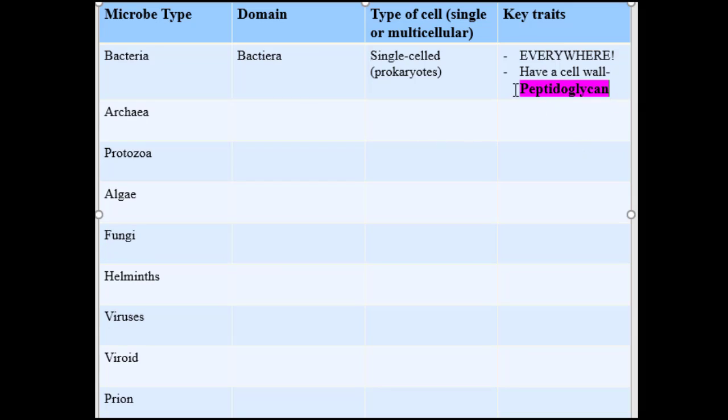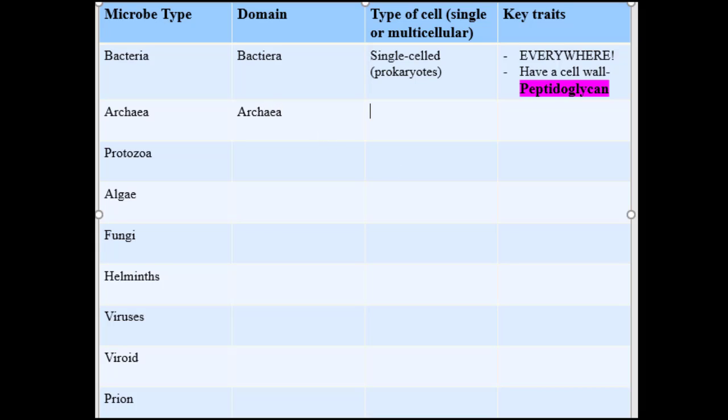Peptidoglycan, say it 10 times out loud right now. This is going to be your new best friend this semester. If you learned one thing this whole semester, it's going to be about peptidoglycan. It's so important. So be ready to learn all about it. Our next microbe type is the archaea. So archaea, remember, they have their own domain. They are also in the domain archaea.